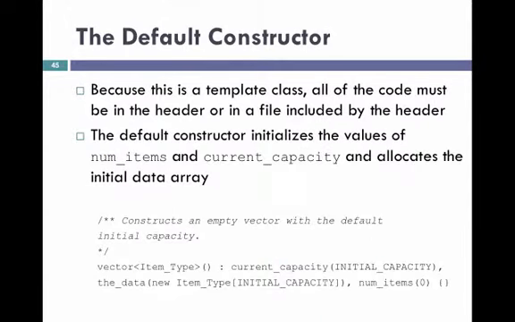Now, because this is a template class, all of the code must be in the header or in a file included by the header. And the default constructor initializes the values of num_items and current_capacity, and it allocates the initial data array. So here's our constructor for our vector class, and here's the initialization list. And the data is dynamically allocated using the new operator. And our capacity is our default initial capacity, and we start with 0 items in our vector.